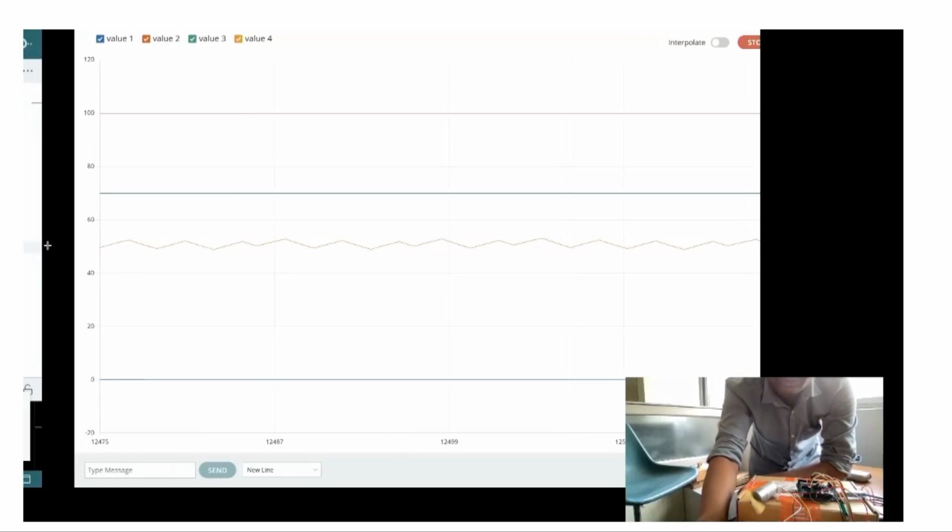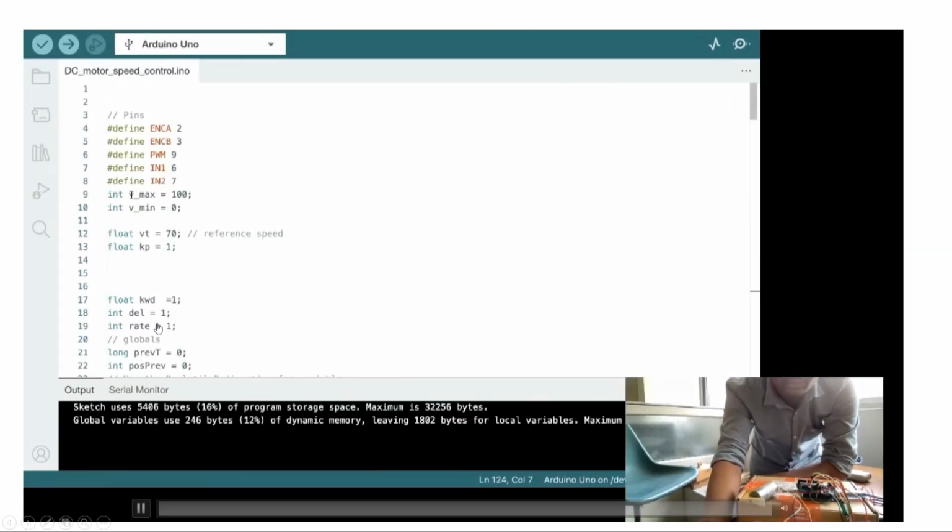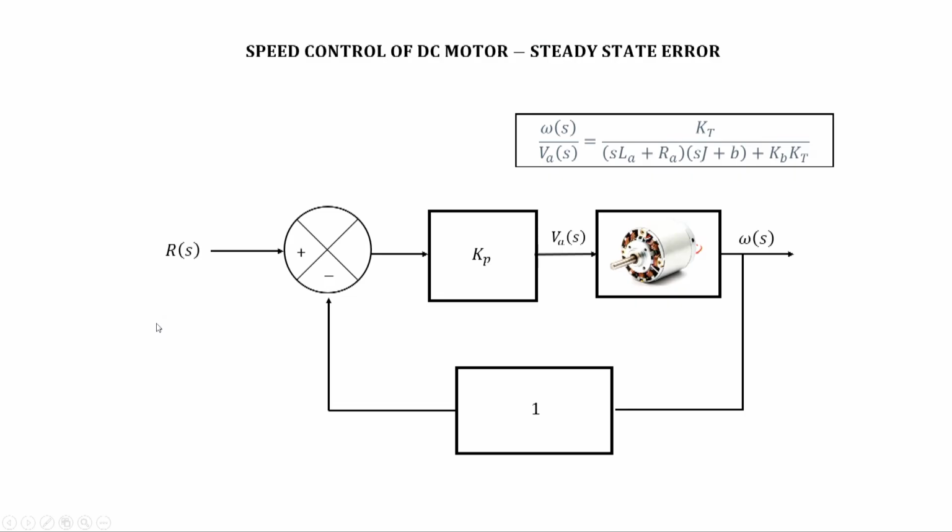It is not reaching the reference at all. Okay, so what to do then? How do I solve this problem? We can easily solve this problem because we know that if it is a type 0 system, then we have a problem, right?